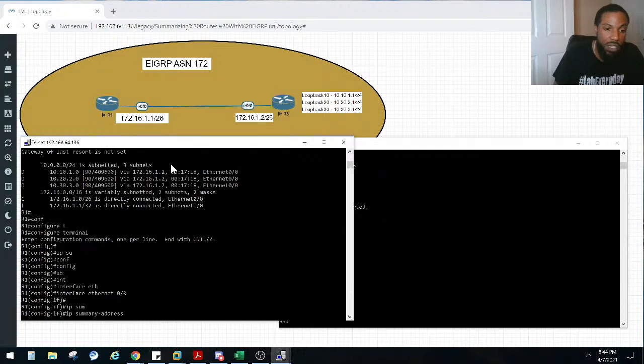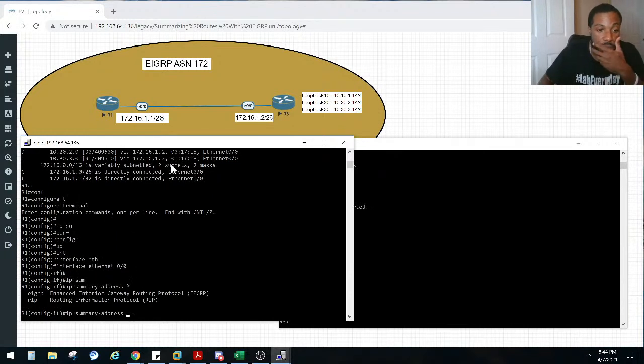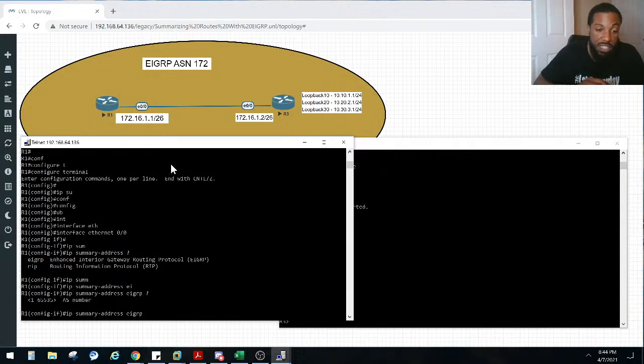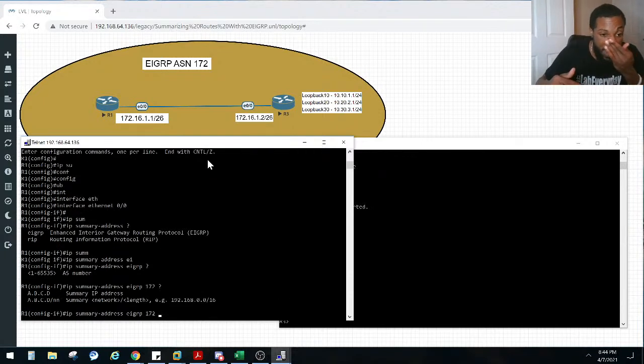IP summary address, yes. IP summary address, and then you could either pick RIP or EIGRP. I thought BGP you can do it that way too, but you actually got to do aggregate address, I think, for BGP. Anyways, so you do IP summary address, and then EIGRP, and then the AS number. What's the AS number in this case? 172, right? 172. And then you put the summary address, which is what we just calculated.